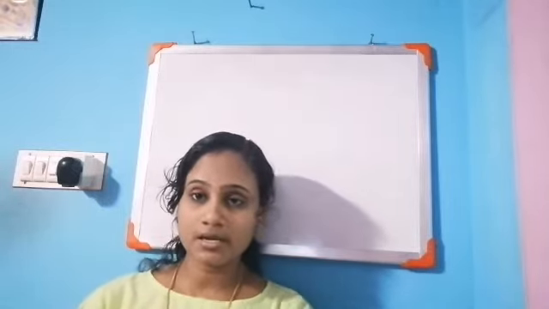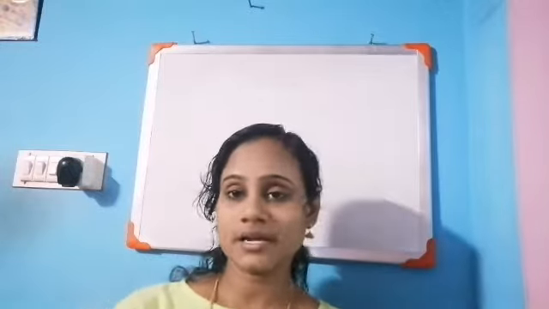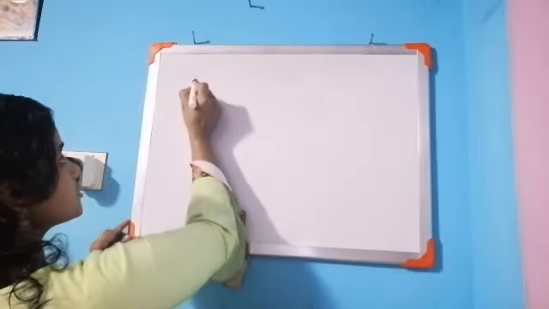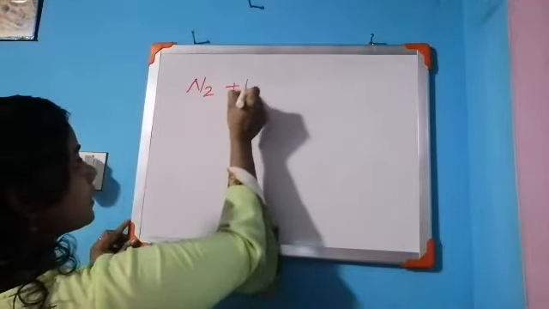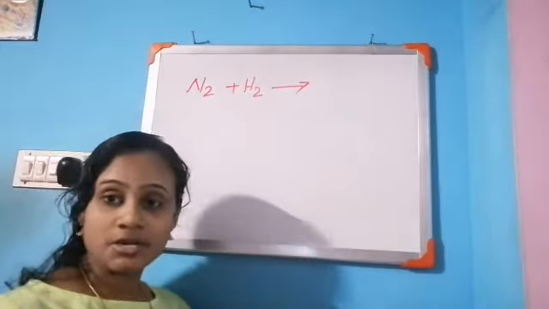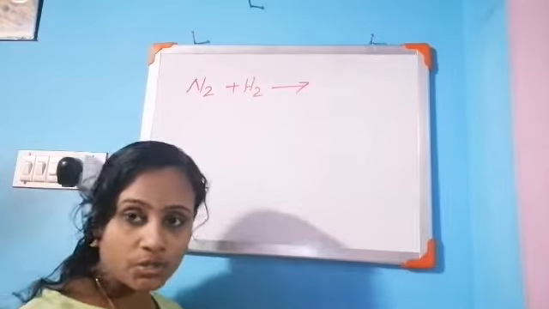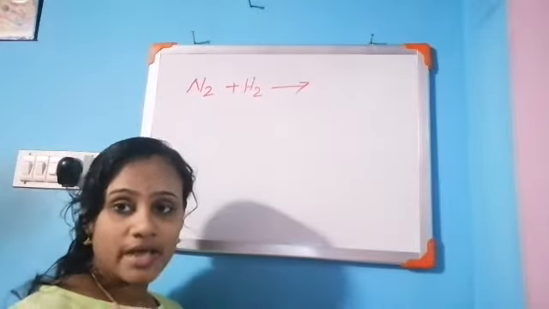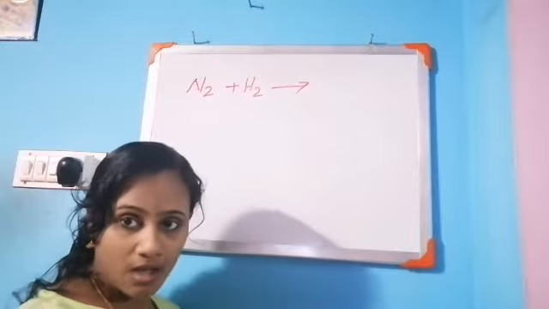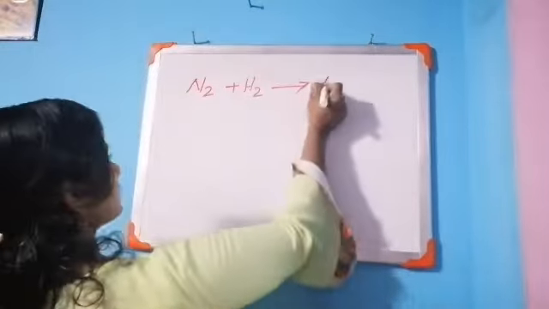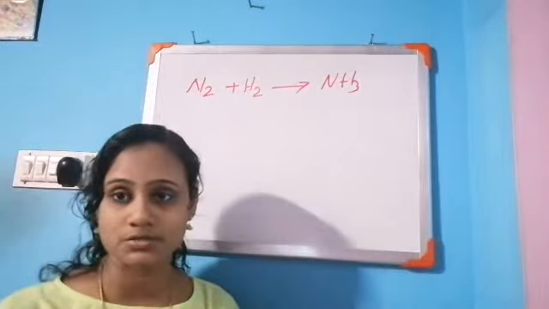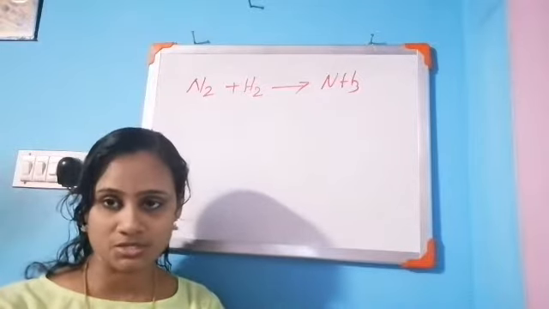Balance the equation. For example, nitrogen reacts with hydrogen to form ammonia. Nitrogen and hydrogen are diatomic molecules, so nitrogen is N2 and hydrogen is H2. Ammonia has the formula NH3. This is the skeletal equation: nitrogen reacts with hydrogen to form ammonia, NH3.